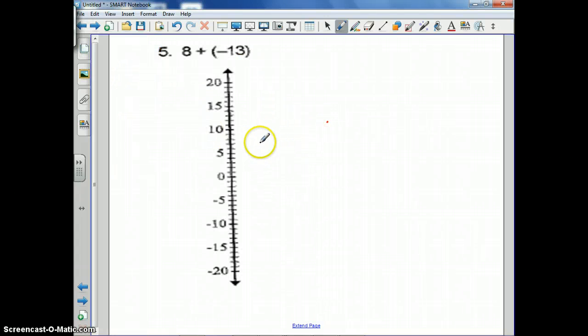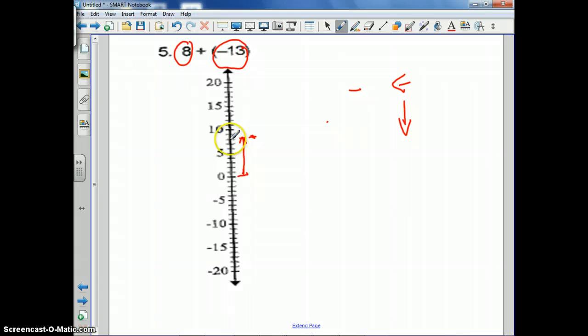So this is number 5. So just like before, the first number, this 8, tells you where to start. So we're going to go from 0 up to 8. So there's 5, 6, 7, 8. That's right here. So 0 to 8. So that's the 8 part. For the next one, we're going to start at this point, at 8. And the next number is negative 13. So if you remember from before, negative means you go to the left, or in this case, the negative would be down. So we're going to go down 13.